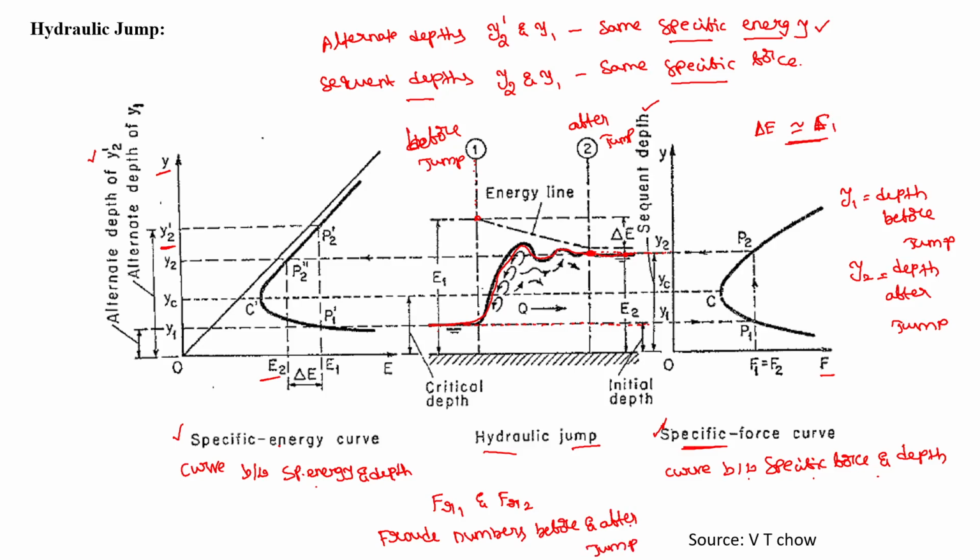I hope all of you know what the Froude number is. Froude number Fr equals V upon root over gy for a rectangular channel. For a general case, it will be Fr squared equals Q squared T divided by g A cubed. This is the general equation, and V upon root over gy is for the rectangular channel. These are a few basics.